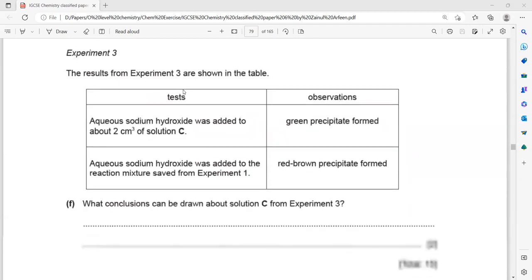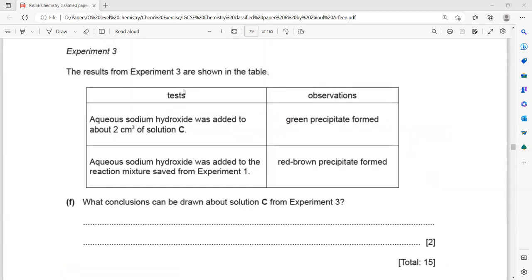Then experiment 3. The results of experiment 3 are shown. What is experiment 3? In experiment 1, we took out a small proportion of sample from the mixture and added sodium hydroxide, and a green precipitate formed. What does this give an idea of? It can be chromium or iron 3 or iron 2. Iron 2, because iron 3 is red brown. Iron 2 gives a dirty green precipitate. So this gives an idea there might be iron 2.